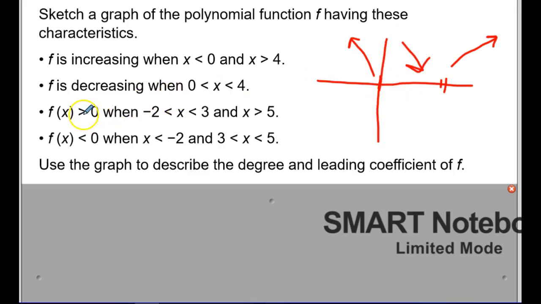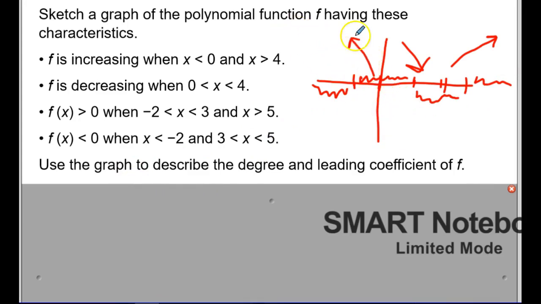Okay, so f of x is greater than 0 when x is between -2 and 3, so I know it's going to be above the x-axis, and also when x is greater than 5. And then I see it's going to be less than 0, so underneath my x-axis, when x is less than -2, and here in between these two. Okay, and then I can use this graph to help me figure out what the degree is.